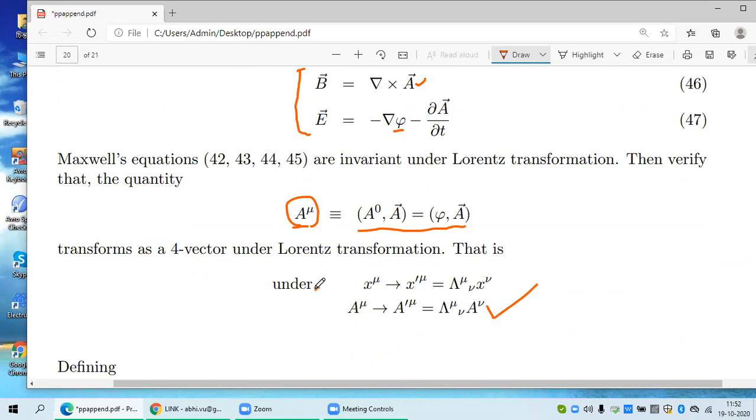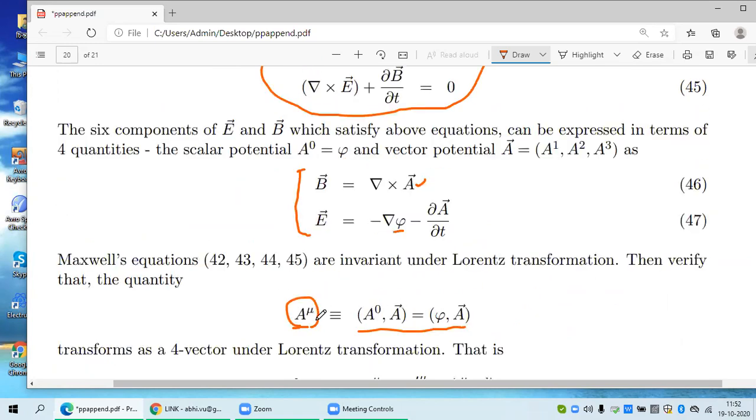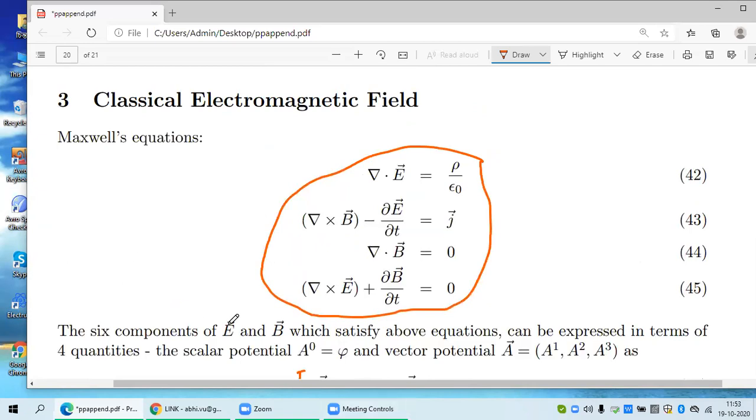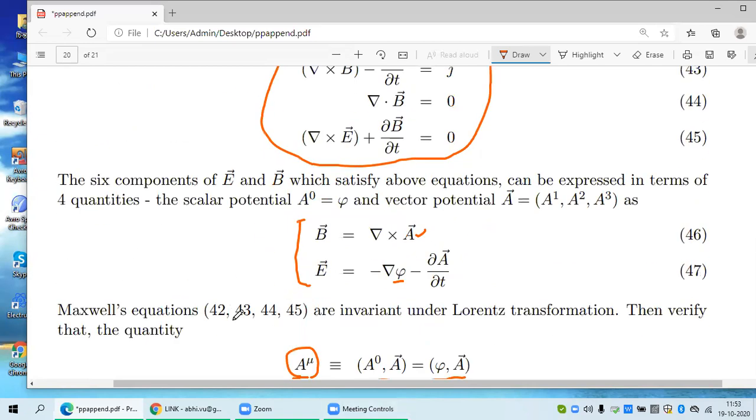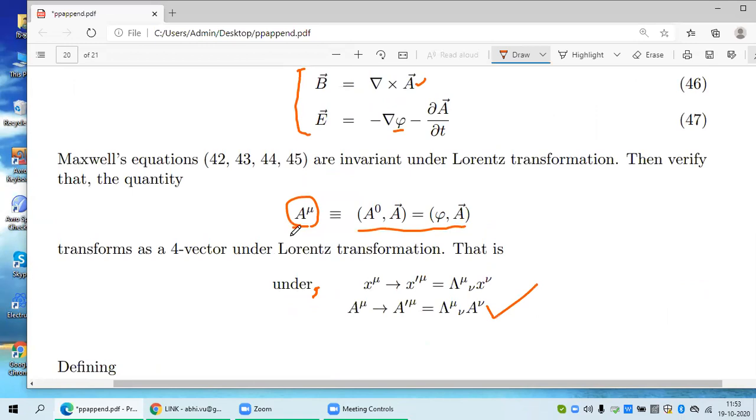Can you check this? You should try this at home, because what is the Lorentz transformation of A mu, where A mu is defined in this way, where phi and A satisfy this, and B and D are such that these equations are Lorentz invariant. With all this series of conditions, you can see that A mu should transform under Lorentz transformation in this way. That's why we call A mu a Lorentz vector or a 4 vector.